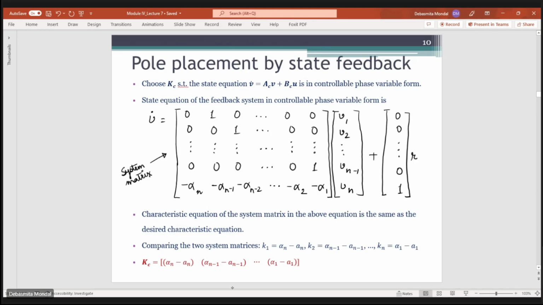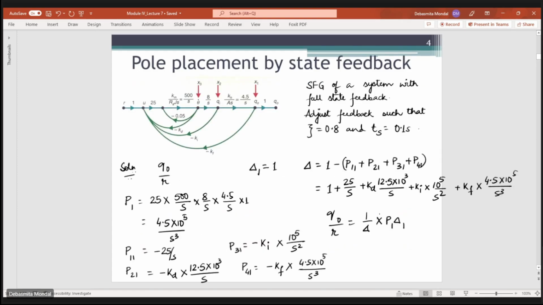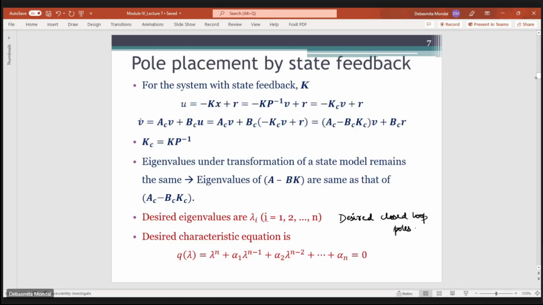So now Kc is known to us, and our main aim is to find out the value of K. If you go back to the system, you see that K is basically the feedback sensor or the feedback gain that is provided. So we have to find out the value of K, and we have already seen that K will be equal to Kc into P. Kc is also known to us, as we have found out the value of Kc using the given criteria.